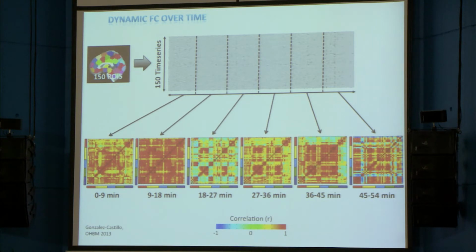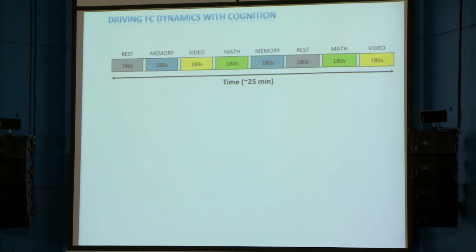Instead of looking where you can't really pull out by eye how they differ, if you look over time, from 0 to 9 minutes, these matrices look incredibly different. They evolve a lot over time. So how do we make sense of this? What we decided to do is impose some tasks. In this case, we have 4 tasks that we put in. One is just pure rest.